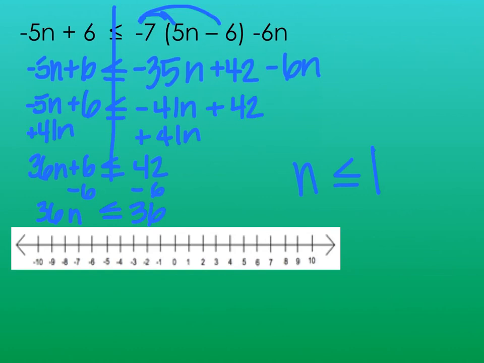Then I'll go to 1 on my number line. Since it has an equal to, I need to make sure I shade it. And then I want everything that's less than 1, so it'll point off towards the left. If I picked a test point, I could just pick 0. 0 is less than or equal to 1, and that's true. So I know that I've graphed this the right direction.